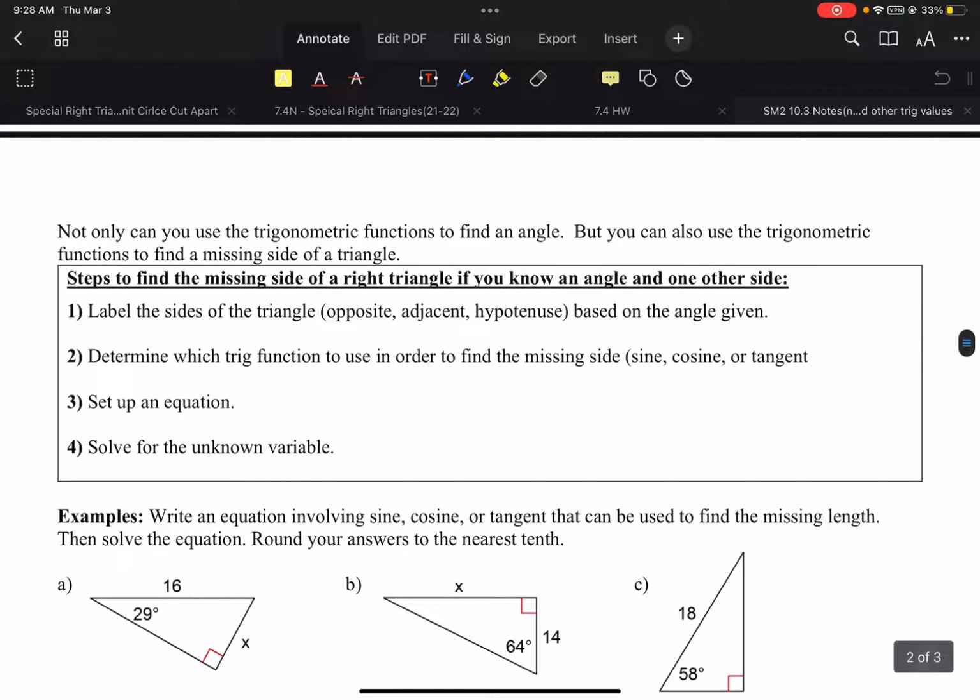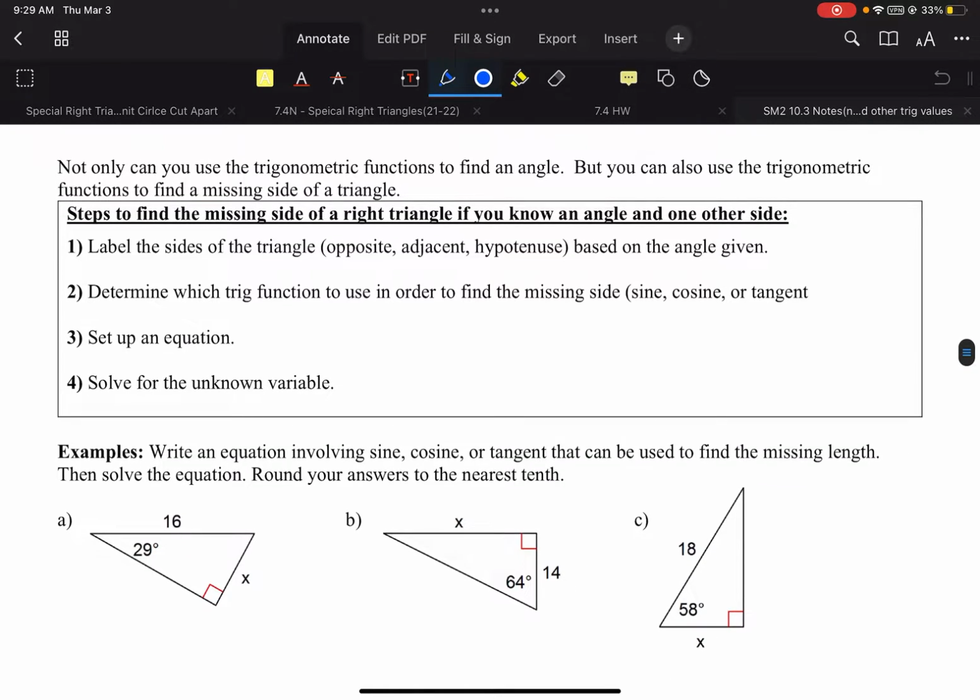Okay, now that we've reviewed a little bit what sine, cosine, and tangent are, and how we use them to find angles, let's talk about how we can use sine, cosine, and tangent, or SOHCAHTOA, to find missing side lengths of triangles. So we've got some steps up here that we're going to follow. I would encourage you to use these as you're working through your homework.